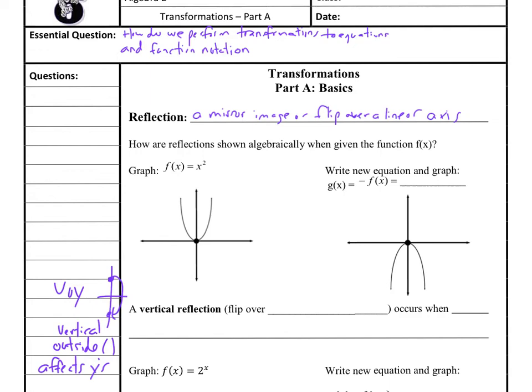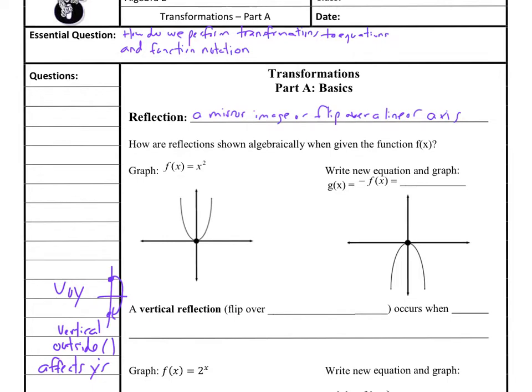All right, so here we go, 2.8a, the essential question. Pause it and write it down. How do we perform transformations to equations and function notation? Pretty basic. We're just going to be moving things around a little bit, stuff that you may have done in either 8th grade or maybe even geometry.